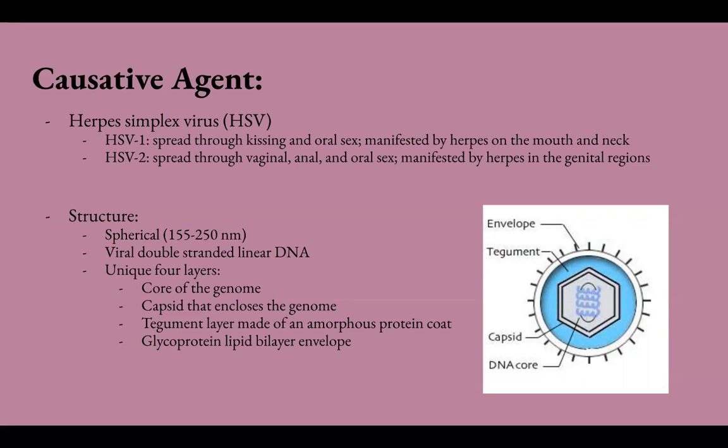The structure of this agent is spherical and ranges from 155 to 250 nanometers. It has viral double-stranded linear DNA and has a unique 4 layers. There's the core, which has the genome, and a capsid that encloses the genome. And then there's a layer made of an amorphous protein coat around the capsid, and then a glycoprotein lipid bilayer envelope around it all.